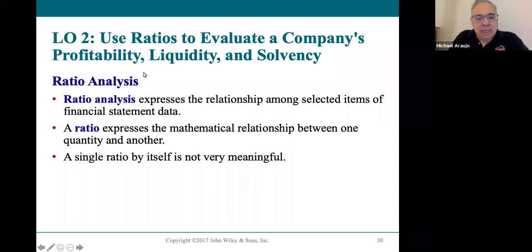To our class. Learning objective 2 introduces you to financial ratios.